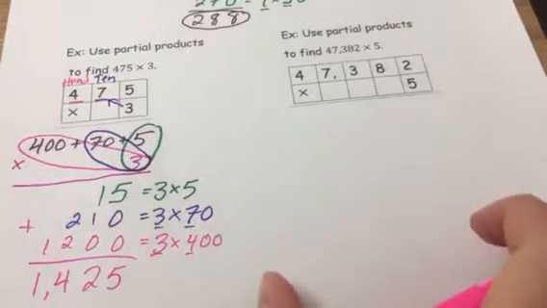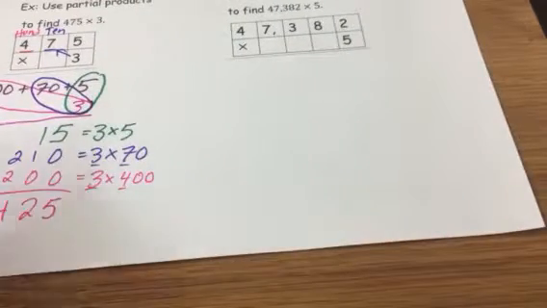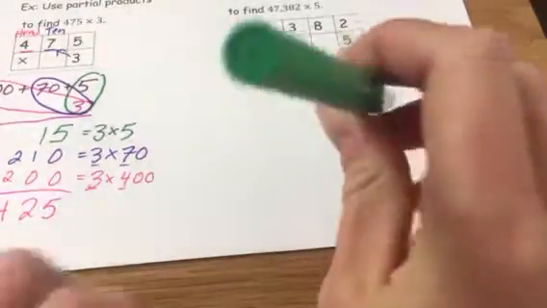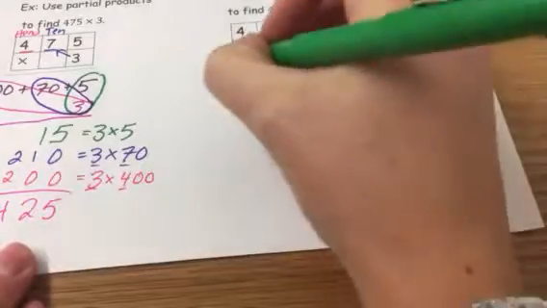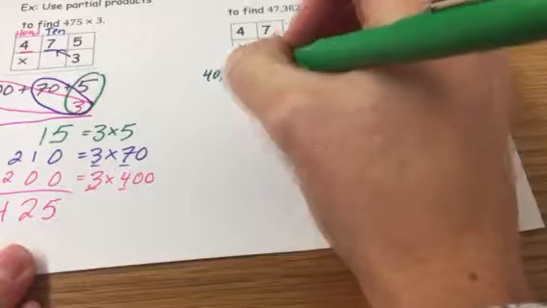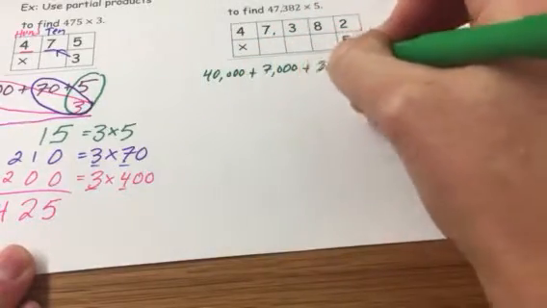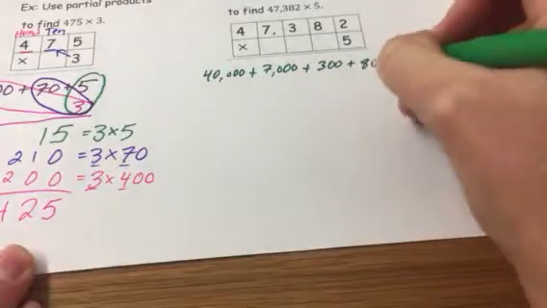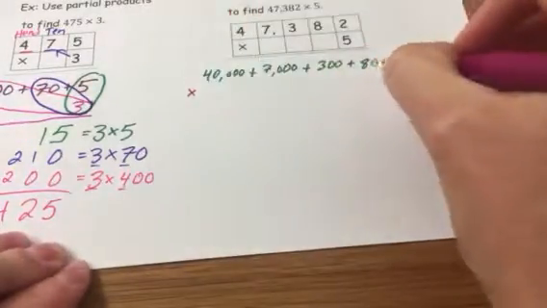And let's do this process one more time with a bigger number. And all we're doing with bigger numbers just means that we have to repeat this process more times. So I've got 47,382. Let's break that up into expanded form. That's going to be 40,000 plus 7,000 plus 300 plus 80 plus 2. Now I'm going to go ahead and multiply that by 5.